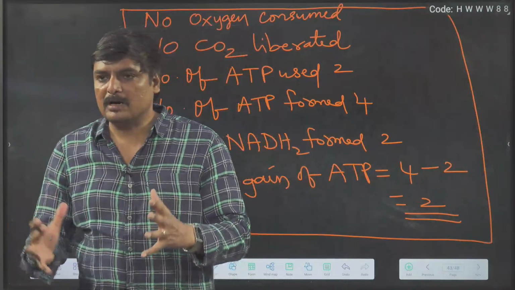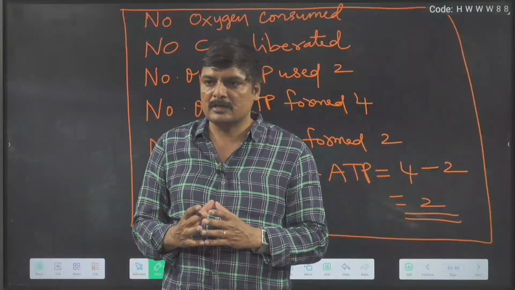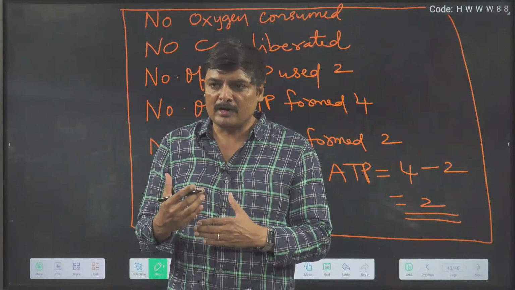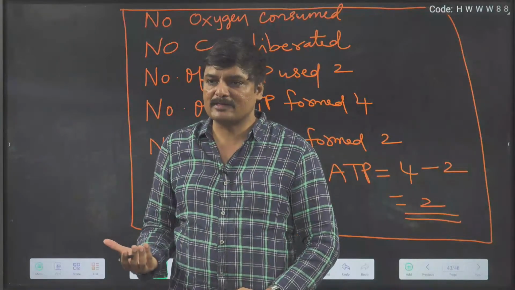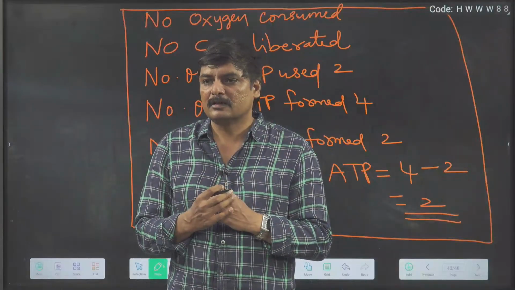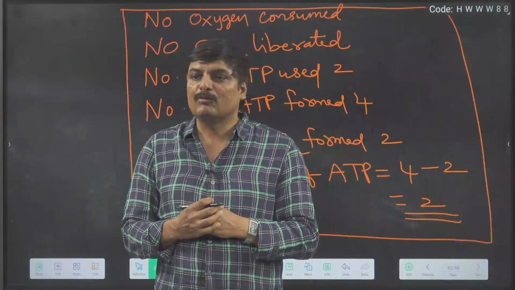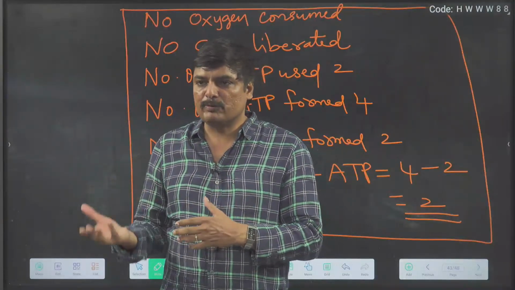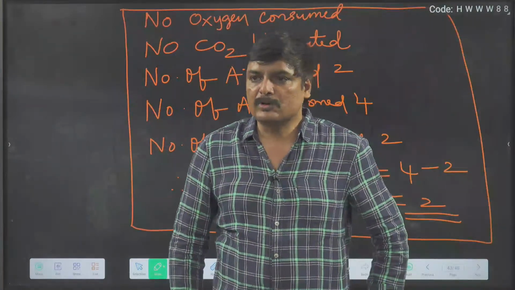So this is about glycolysis, students, and we will continue with the fate of pyruvic acid. I told you pyruvic acid is the key product of glycolysis. The fate of pyruvic acid depends upon cellular need. How does this pyruvic acid enter into aerobic or anaerobic respiration? All these we will see in tomorrow's class.